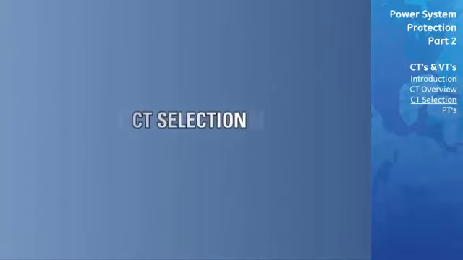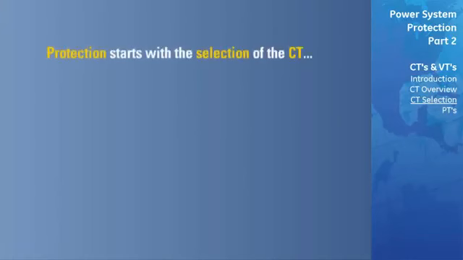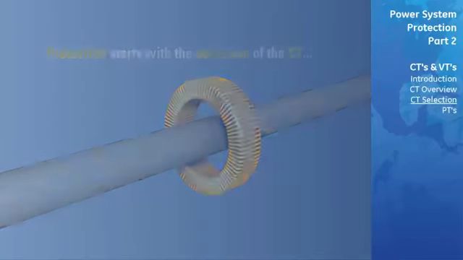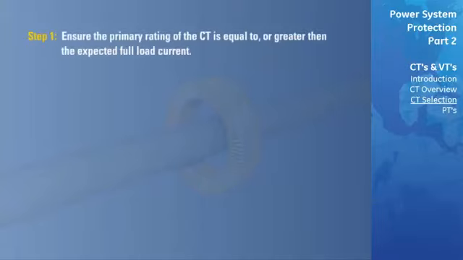CT selection. Proper protection starts with the selection of current transformers. The following is a simple procedure that can be used to check whether or not there is the possibility of CT saturation. The first step is to ensure that the primary rating of the current transformers is equal to or greater than the expected full load current. We can determine the primary rating of a CT by looking at its ratio. For a ratio of 100 to 5, a CT has a primary rating of 100, meaning that no more than 100 amps should be passed through the CT under normal operating conditions.